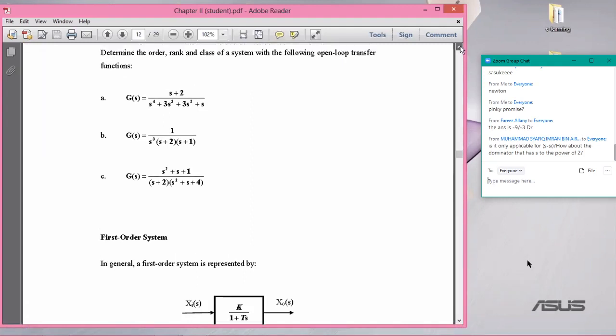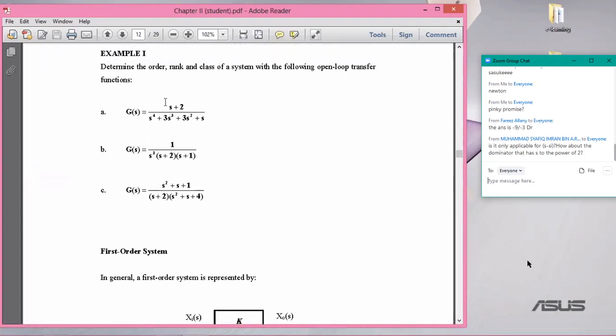Okay, let's see now. This is our open loop transfer function ABC here. So, example 1, determine the order.